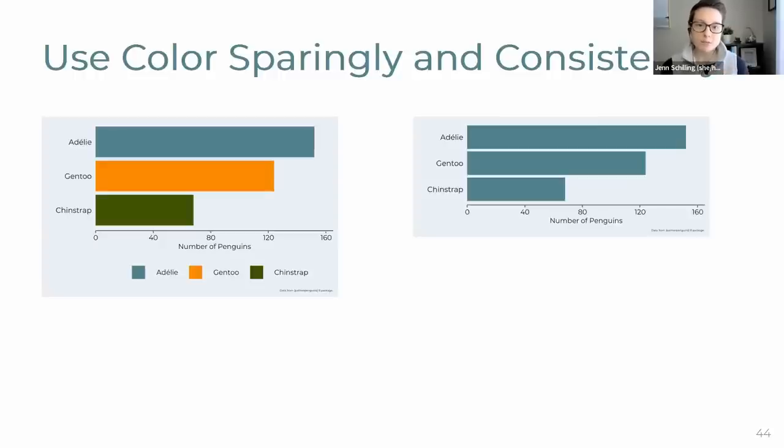If I wanted to add color back in, I could use color to highlight one particular species if I wanted the audience to focus there. So for example, if the main takeaway of the graph was that there are more Adelie penguins, then I could just highlight that bar and make the rest of them gray to focus the audience's attention there.